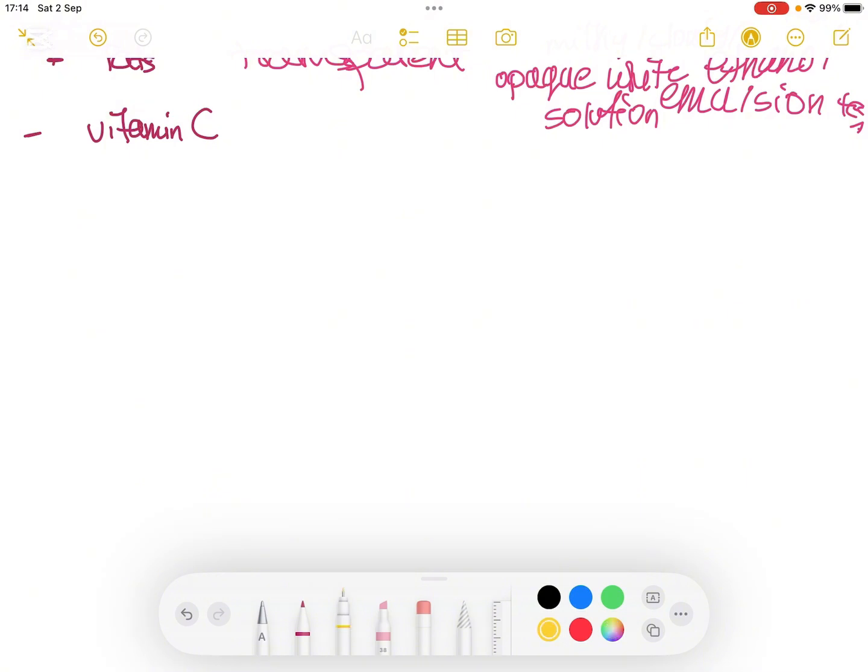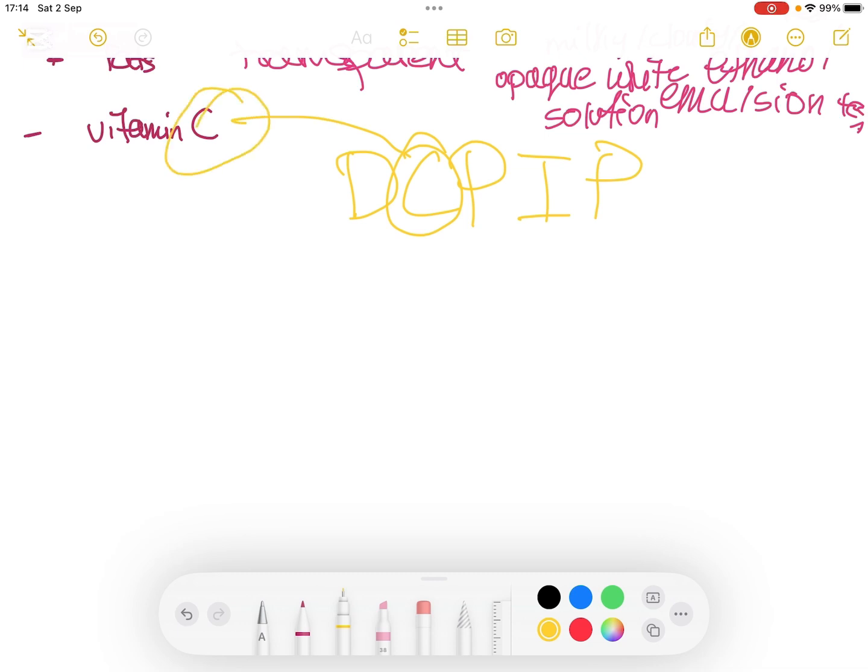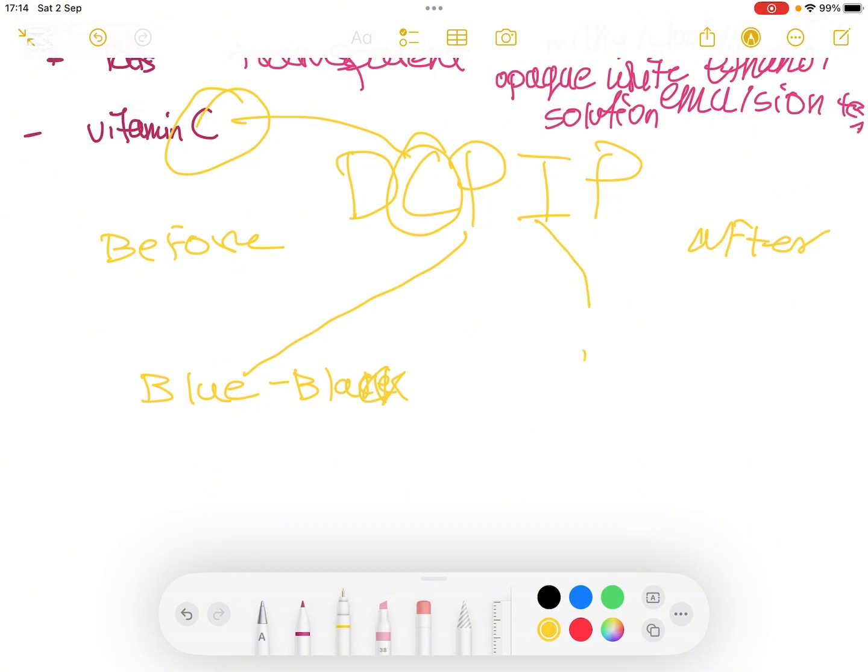It has a test called DCPIP. You can remember its name by the word C and vitamin C. And that's right here before and here after. So basically before, it's blue-black. Okay, so blue-black, and after it's colorless.